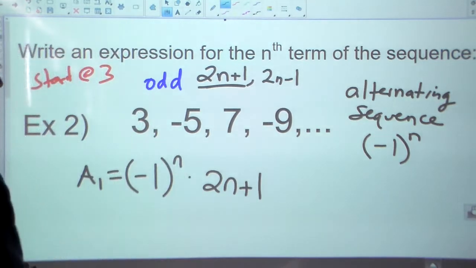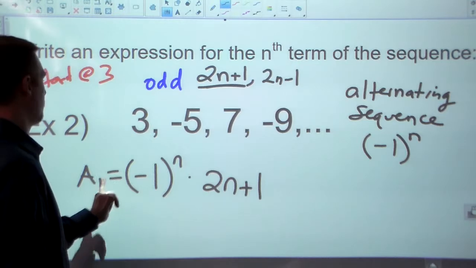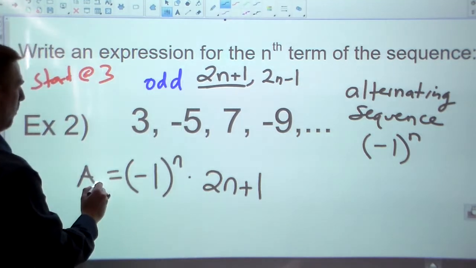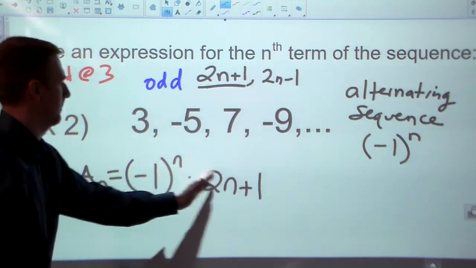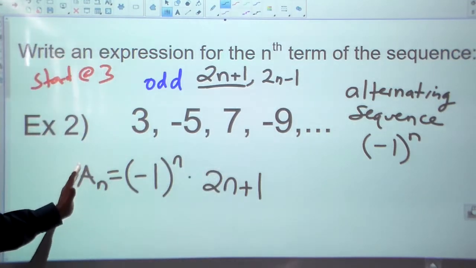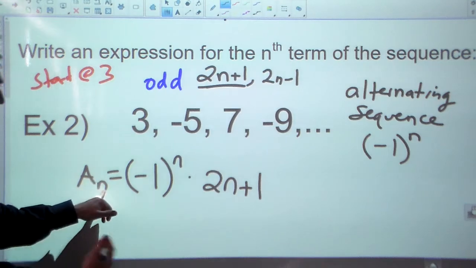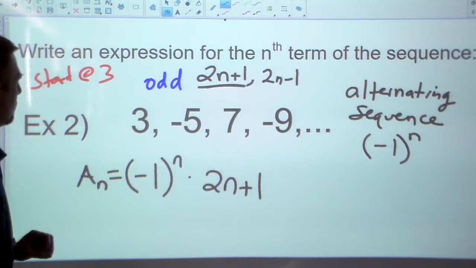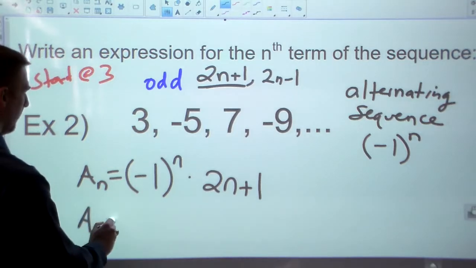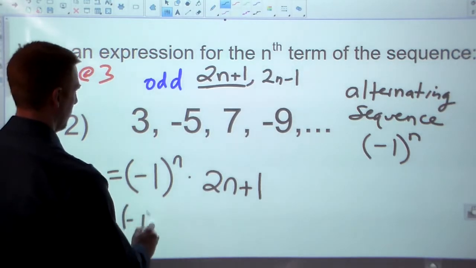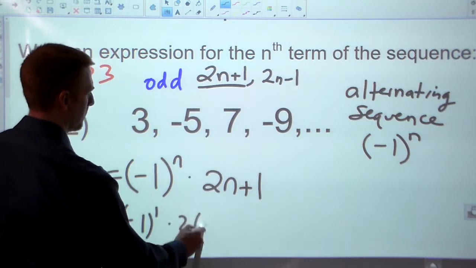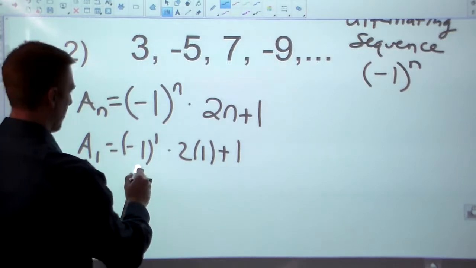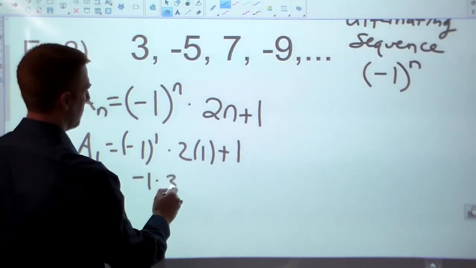Let's just verify and let's see if that checks out. So if I put in 1 for n, and if you're defining the formula, you don't really want a 1 there, you want a little n that matches these n's. So a term for any given point in the sequence, plug in this value for n here and here. So if I did want a sub 1, well, that would be -1 to the first times 2 times 1 plus 1. So that would come out to be -1 times 3, which would be -3.